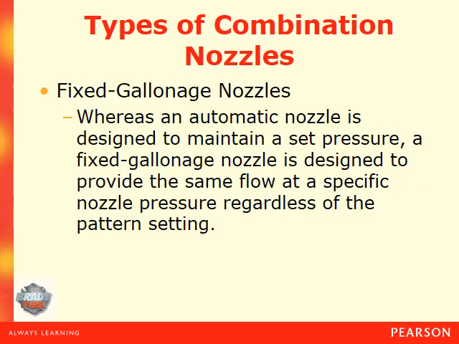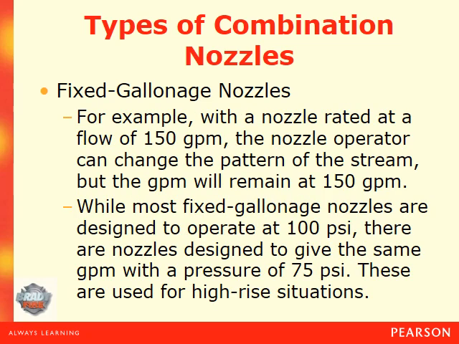Fixed gallonage nozzles. Whereas an automatic nozzle is designed to maintain a set pressure, which will deliver your GPMs, a fixed gallonage nozzle is designed to provide the same flow at a specific nozzle pressure regardless of the pattern setting. Basically, it has a selector on there, and that changes the nozzle on how many gallons per minute you want to flow. So for example, with a nozzle rated at a flow of 150 gallons per minute, the nozzle operator can change the pattern from straight stream to a fog stream, whatever the case may be. But the gallons will still remain at 150 GPM.